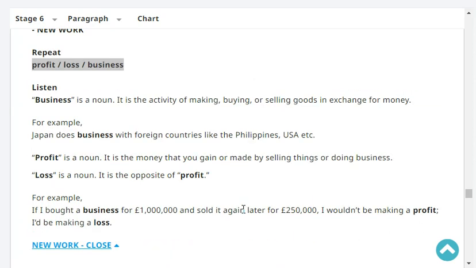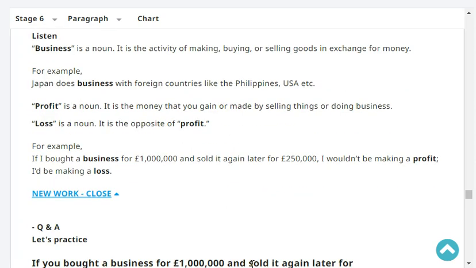Okay, listen. The word business is a noun. It is the activity of making, buying, or selling goods in exchange for money. For example, Japan does business with foreign countries like the Philippines, USA, etc. Profit is a noun. It is the money that you gain or make by selling things or doing business. Loss is a noun. It is the opposite of profit.